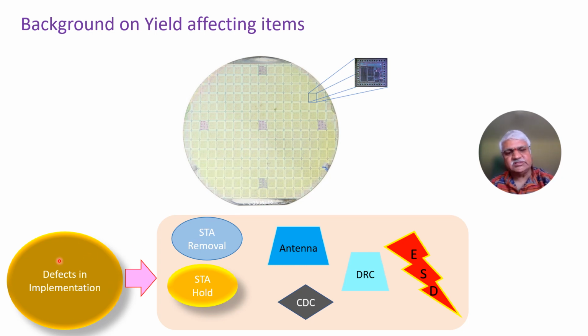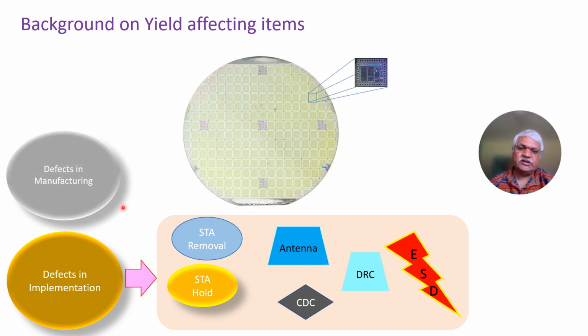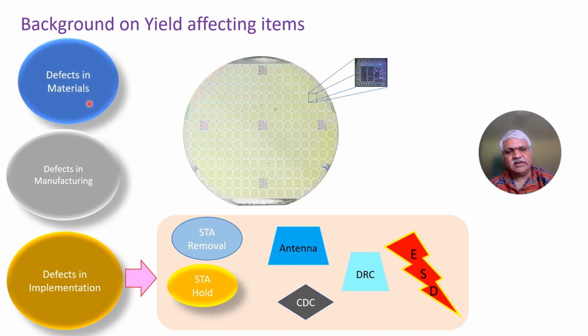Aside from these defects, there can be defects due to manufacturing. That means during manufacturing of this die there can be defects, and there can be defects even in the materials which are supplied to the manufacturing. So any of these defects can also impact the overall yield.